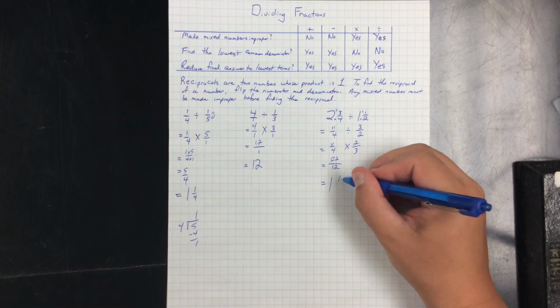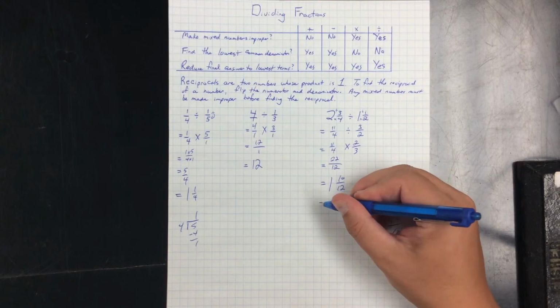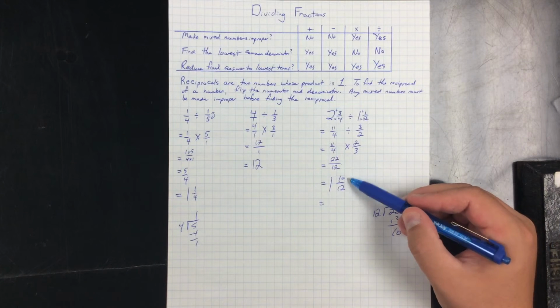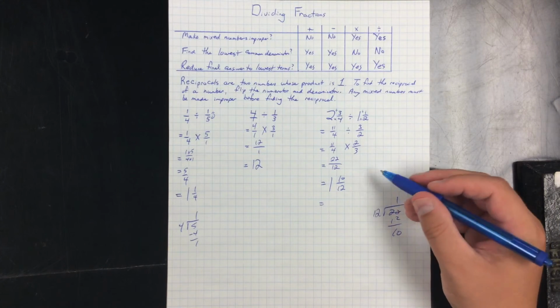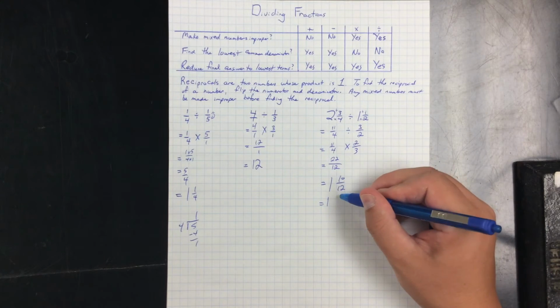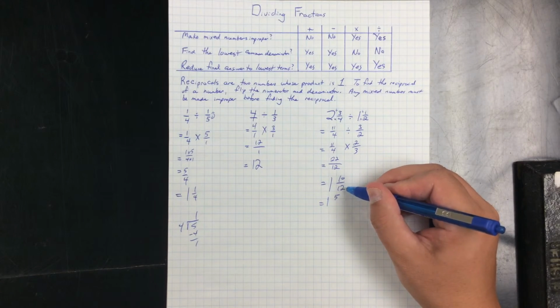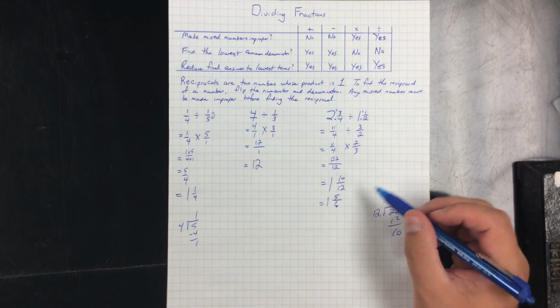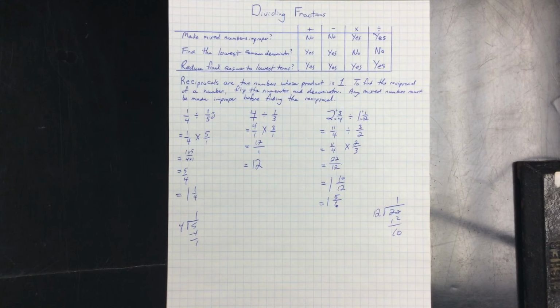So I have 1 and 10/12, which is not lowest terms. I know that because they're both even numbers, so they are going to reduce. They're both going to divide by 2 at least. So 10 divided by 2 is 5. 12 divided by 2 is 6. End up with a final answer of 1 5/6.